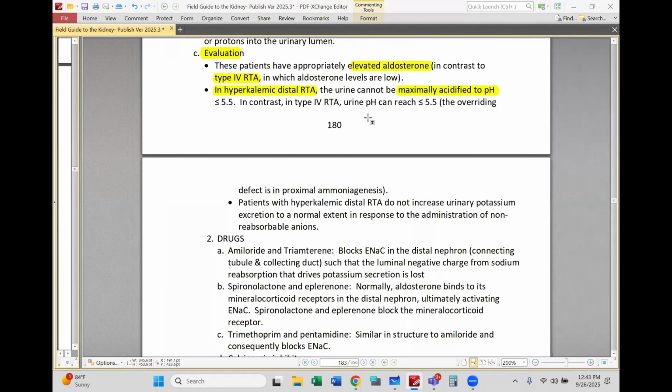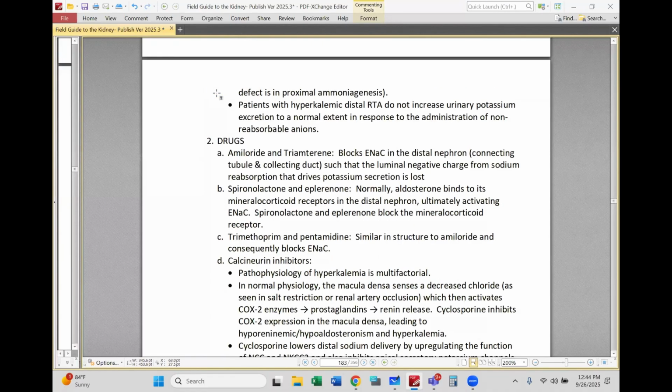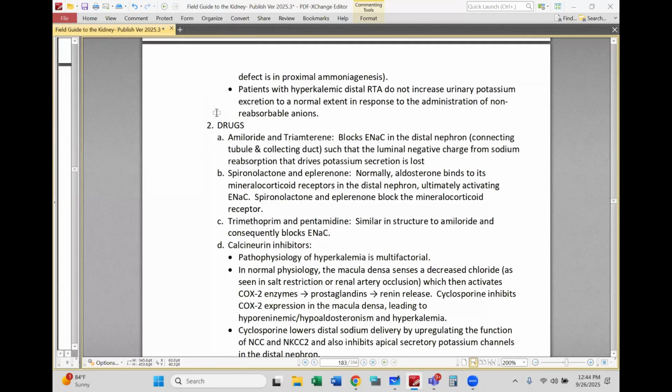Now, patients can have variable urine pH. I'll make that point, which softens this statement of what pH you're going to find in hyperkalemic distal RTAs, when we get to metabolic acidosis. Let's move on to drugs.